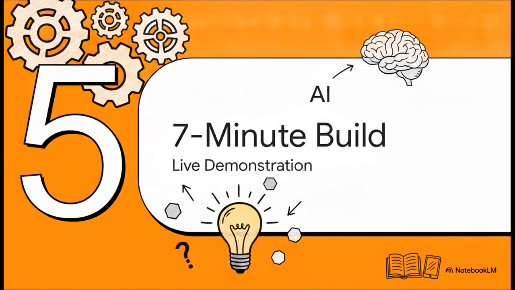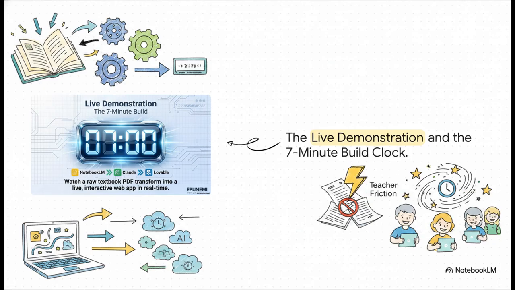Now for the really fun part, Section 5, the 7-minute build. This is almost always the absolute highlight of the workshop this explainer is based on. Once you actually get the hang of this workflow, the speed is staggering. A standard, raw textbook PDF can go through NotebookLM, get processed by Claude, and be fully deployed as a live web app by Lovable in just 5 to 7 minutes. Let that sink in for a second. 7 minutes to build a customized, highly engaging web environment for your students. That completely shatters the whole teacher friction issue of spending your weekends doing prep work.